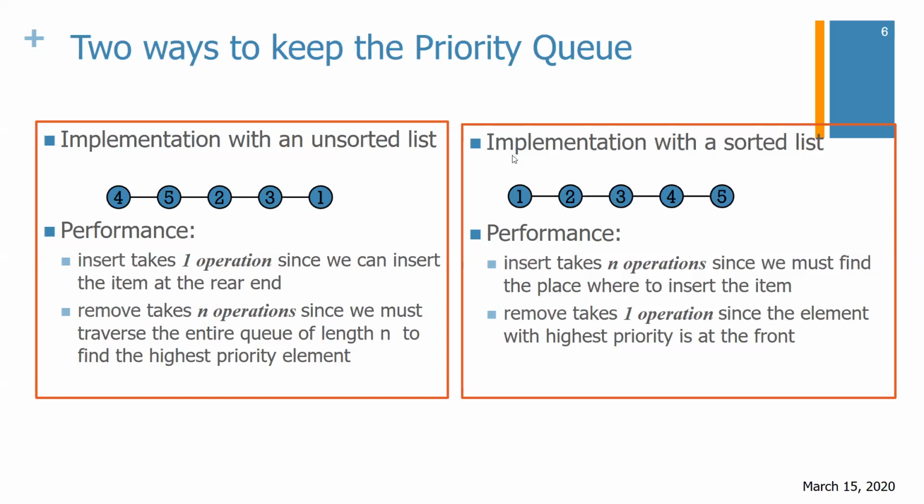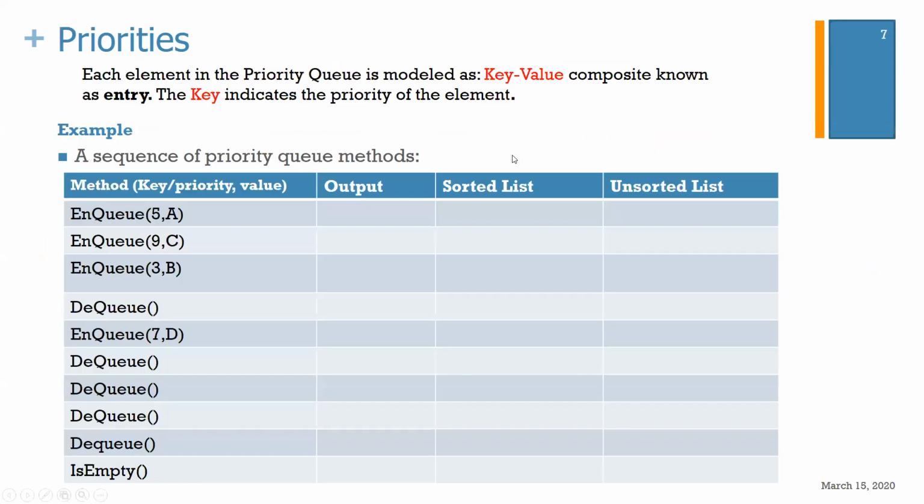Next, for priorities, each element in the priority queue is modeled as a key and value. So we store the key attached with the value. Everybody can see here a sequence of priority queue examples. This is calling enqueue 5 and A: 5 is the key and A is the data element.